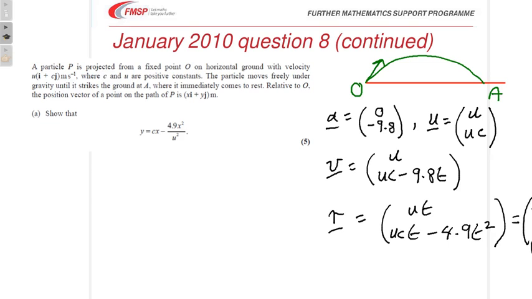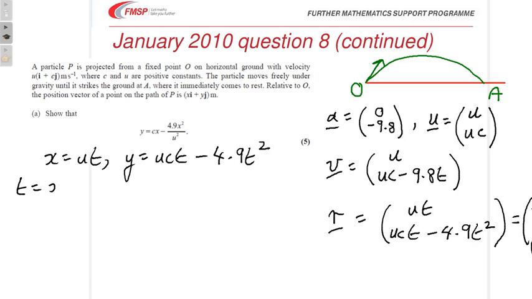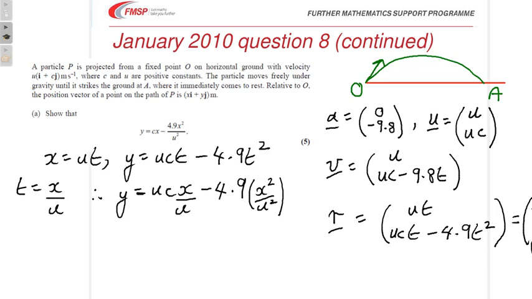Now to get the Cartesian equation, which is this one here, y in terms of x, that's fairly standard bookwork. You write down x equals ut, and then y equals that, and you substitute for t from the x equation into the y. So t is x over u, and y becomes uc times x over u minus 4.9, okay, which tidies up to what they want.